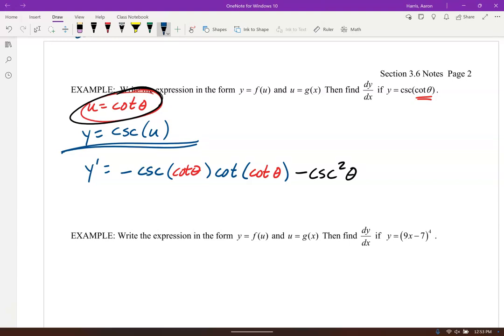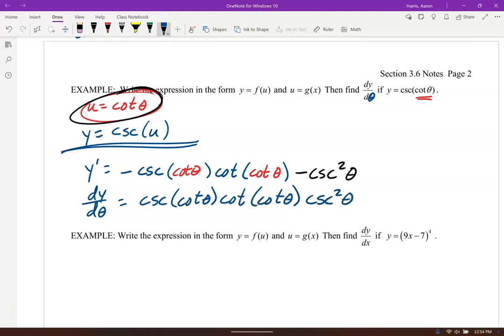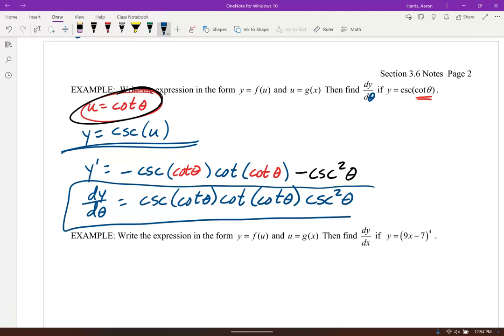And then we got, notice I got a negative times a negative. So, and this is dy d theta, by the way, not dy dx. That should be a dy d theta. Negative times a negative is a positive. And there's nothing we can do after that. We're just done right there.